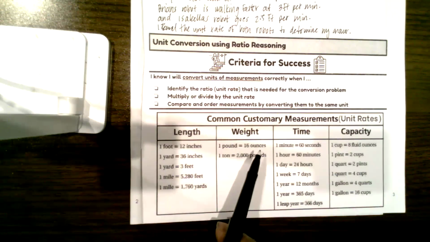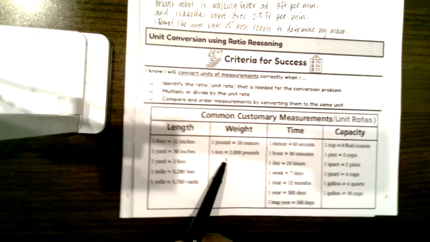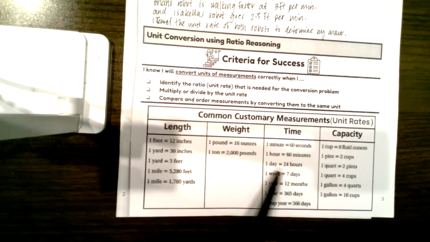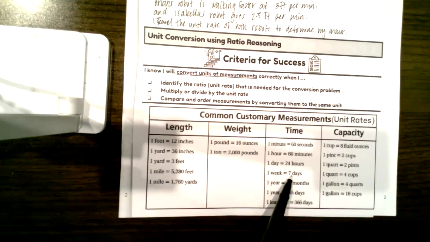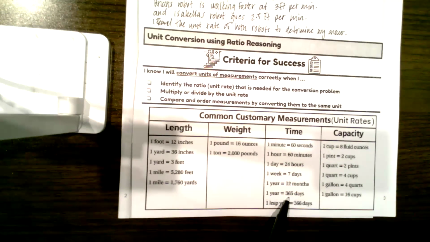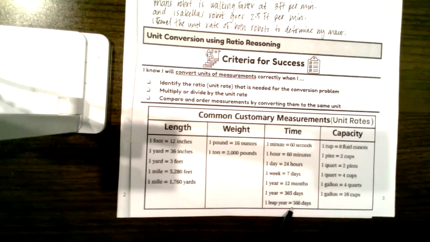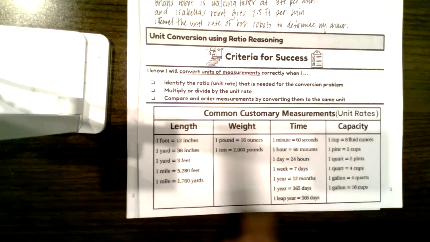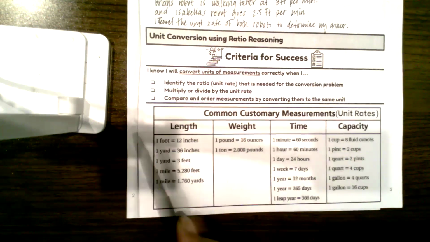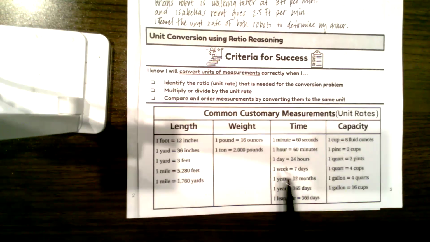A pound is about 16 ounces. A ton is about 2,000 pounds. A minute is 60 seconds. An hour is 60 minutes. A day is 24 hours. A week is 7 days. A year is 12 months. A year is 365 days. A leap year is 366 days. You should know this. If you don't know this yet, you need to study this. Your parents need to talk to you about this every single day because it's very important.